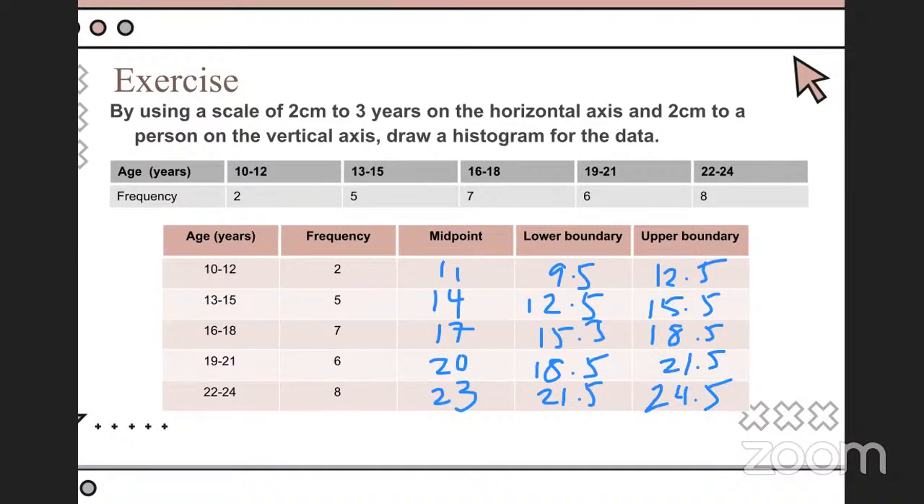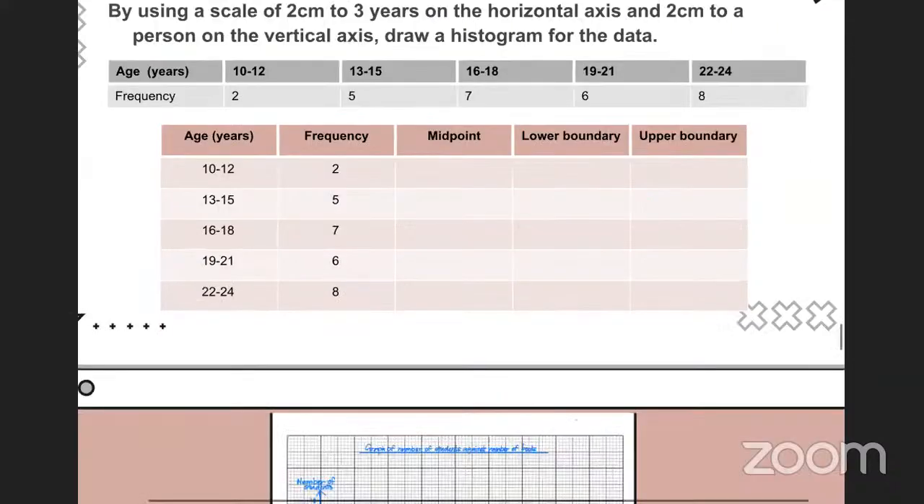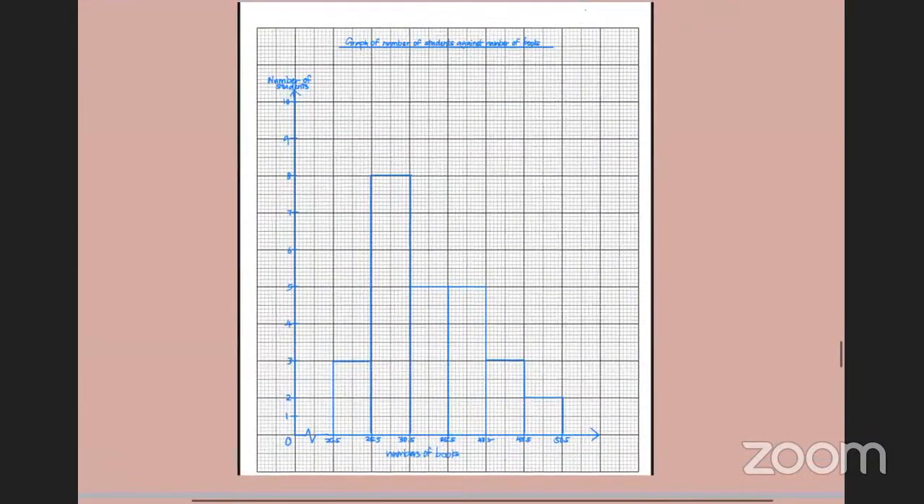So a quick tip here: the upper boundary is the same as the second lower boundary, okay? So you can get the upper boundary very fast, just put the second lower boundary as the first upper boundary. Okay. So now here's the graph.